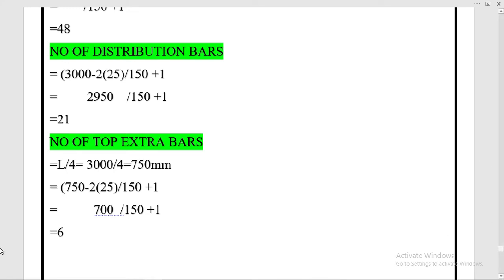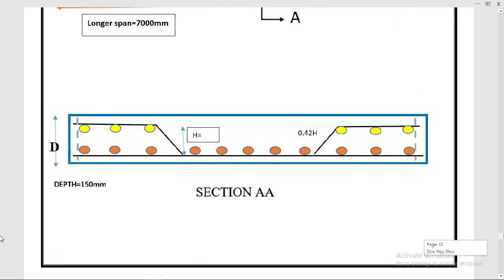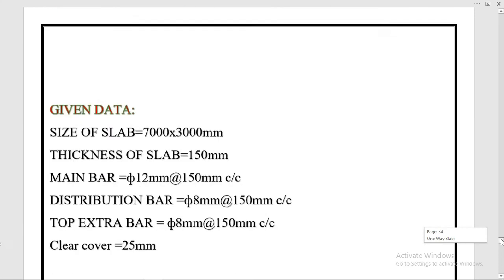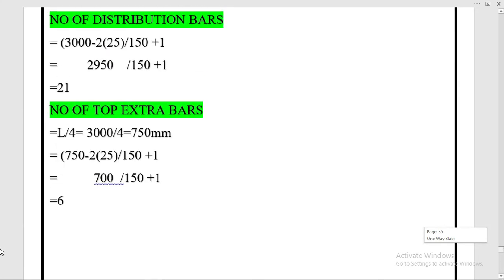Here I want to show you that we require 6 number of top extra bars at one side, and the other side will take the same number because the length will be the same. So we will multiply with 2 because we have two sides. So it will give us 12 number of top extra bars we require for our slab. Let's move next.